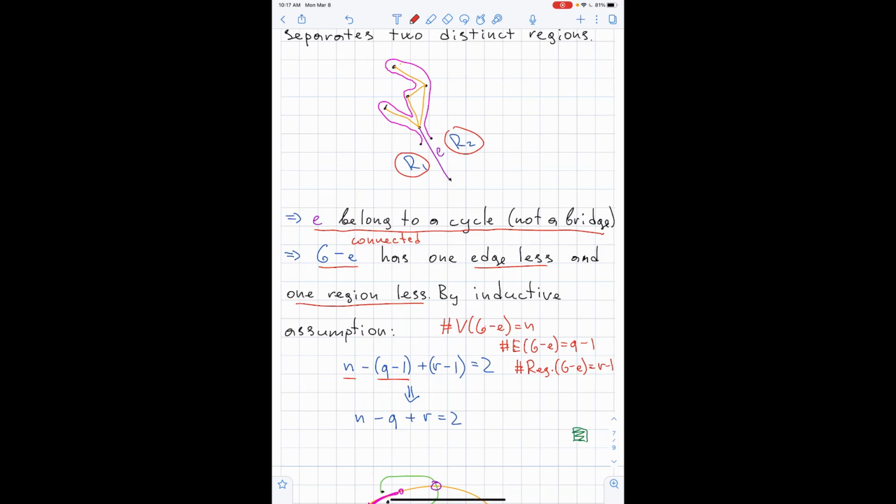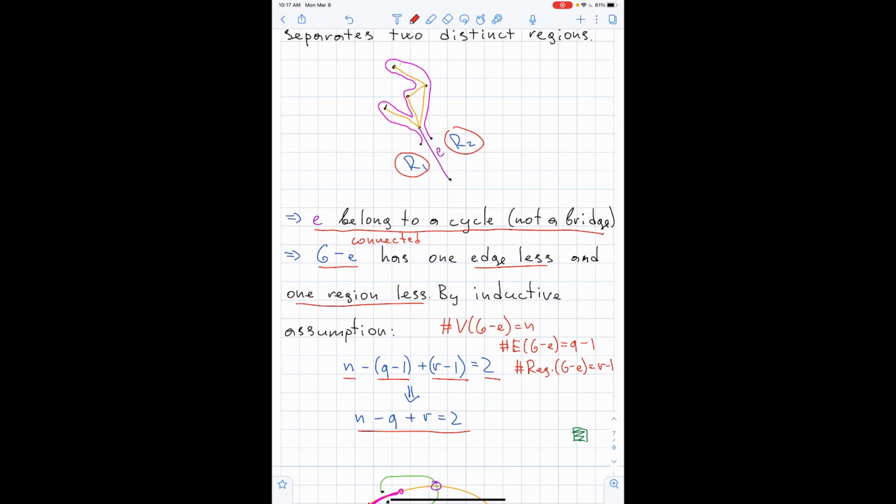So by inductive assumption, we have that n minus (Q minus 1) plus (R minus 1) is 2. But those ones cancel out, and we get n minus Q plus R equal to 2, which is the formula we needed to prove. So that's it. That's the end of the proof.